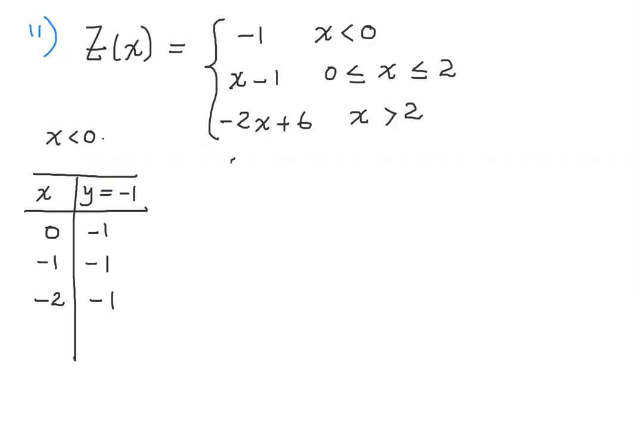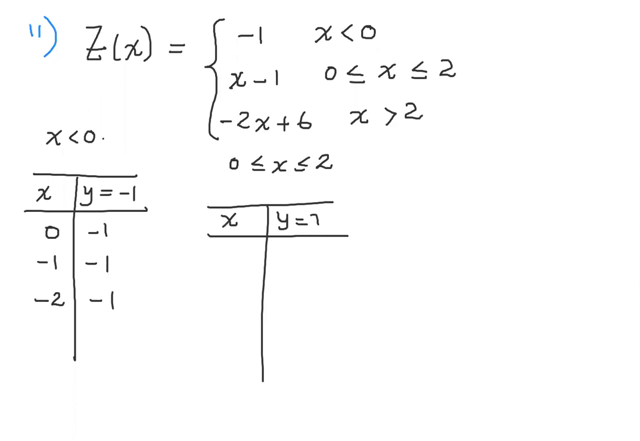The next one is between 0 and 2. So the function is x minus 1. You can choose 0, and the next number is 1, and you can include 2 as well. When I put 0 here, 0 minus 1 is negative 1. When I put 1, 1 minus 1 is 0, and 2 minus 1 is 1.